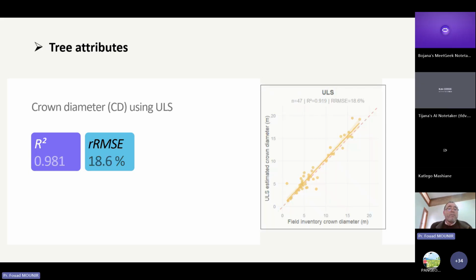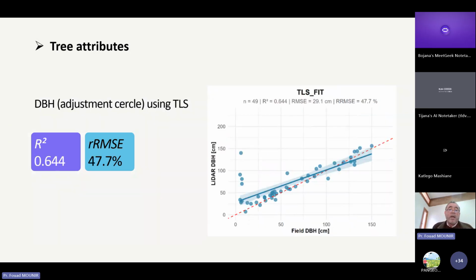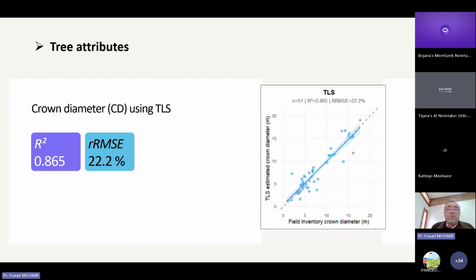Crown diameter was also determined using ULS data, the TLS data, and the combined ULS and TLS data, and we find here that the result is very high. We find that the RMSE is not very high, but the relationship between the field data and the estimated data based on the TLS and ULS data is very important.